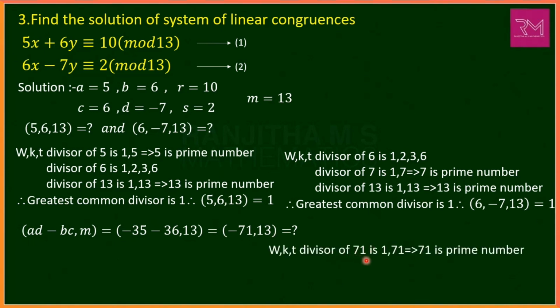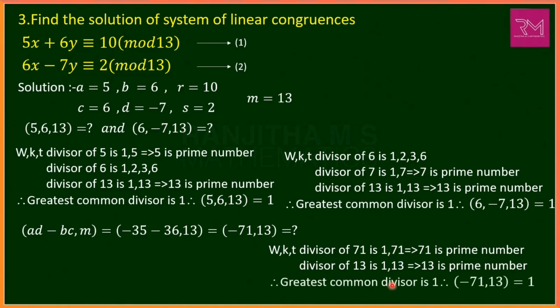So the divisors of 71 are 1 and 71 because 71 is a prime number. Similarly, the divisors of 13 are 1 and 13 because 13 is also a prime number. Among these two, the greatest common divisor is 1. Therefore, we can conclude that the greatest common divisor for minus 71 comma 13 is 1. Therefore, we find the GCD of AD minus BC comma m, which is equal to 1.